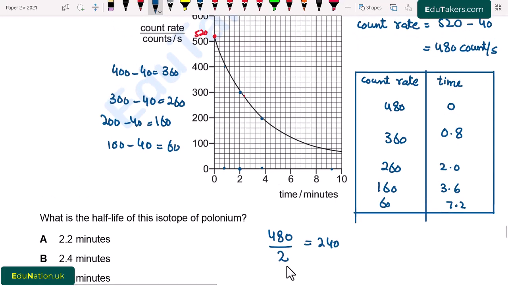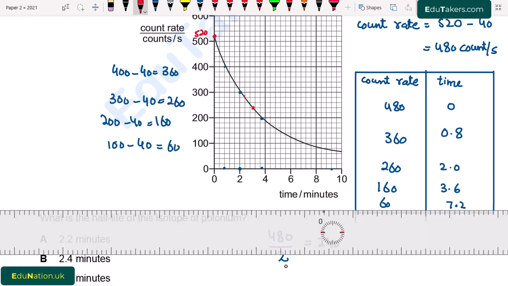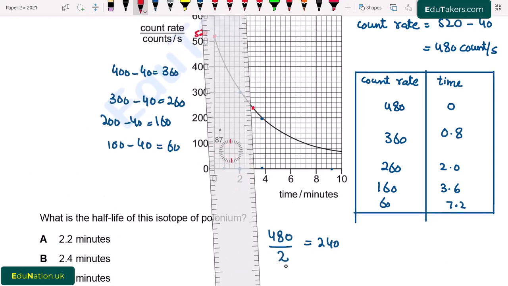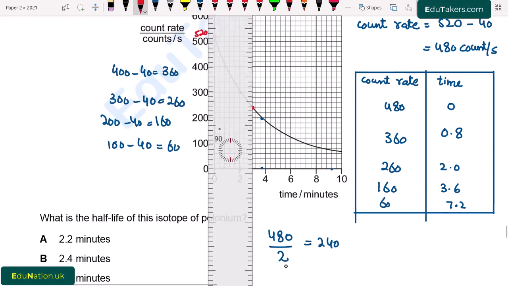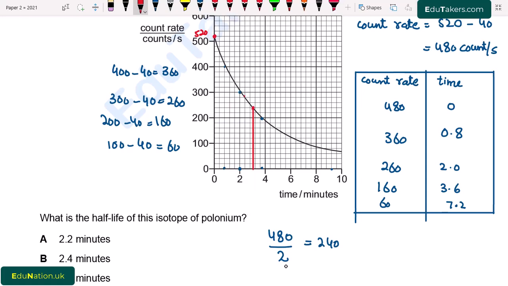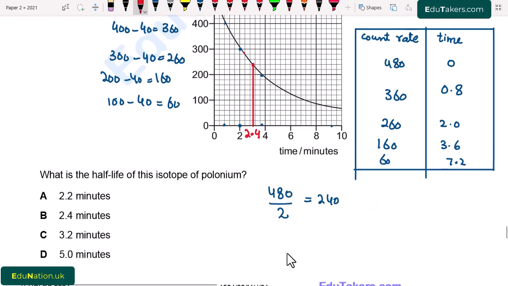So 240 is basically at this point, and when I join this with the time axis, I can measure time from the time axis, and I think it comes to be 2.4. It means that the half-life is equal to 2.4 minutes. From here, option B is correct.